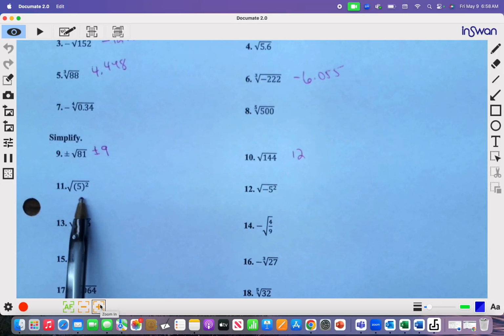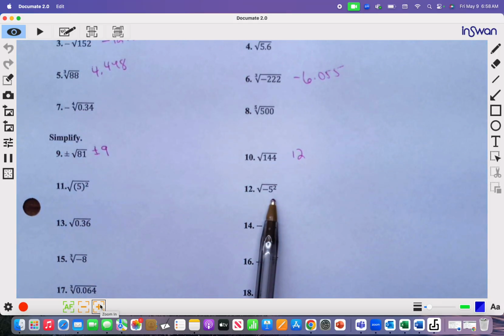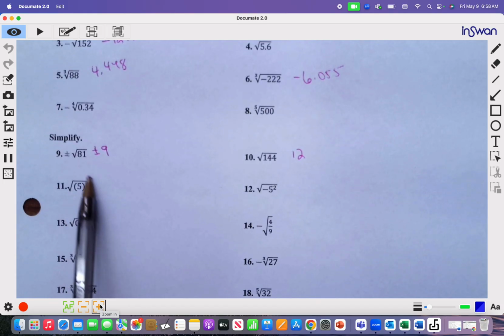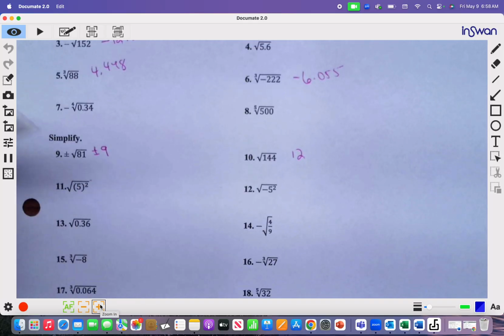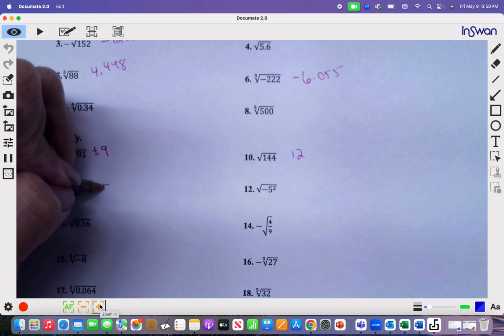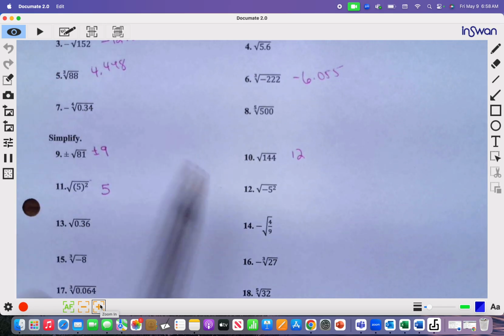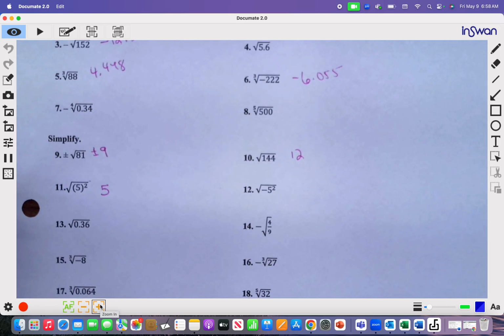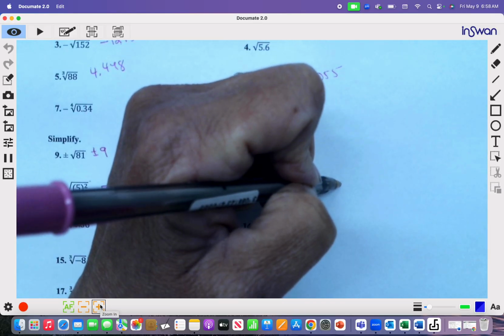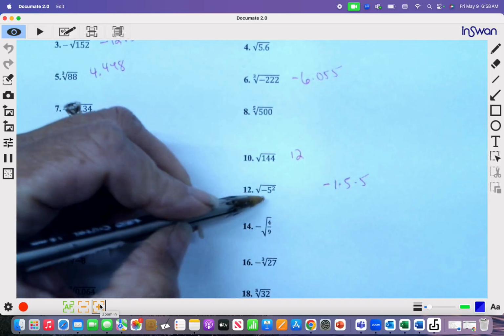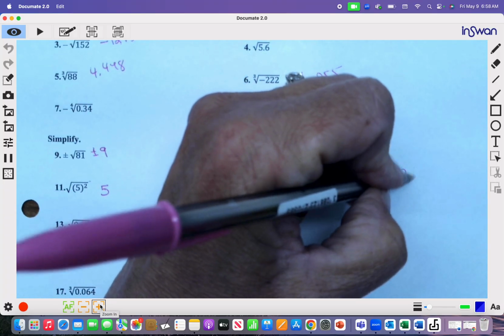Now, the difference between number 11 and number 12. This one is in parentheses. This one is not in parentheses. This has a positive base. This has a negative base. So if I square 5, I get 25. But then when I take the square root of 25, I wind up back at 5. Now on this one, when I have a negative that I'm squaring, so I'm really doing negative 1 times 5 times 5. So the answer to this is negative 25.